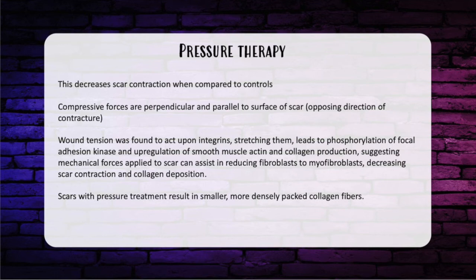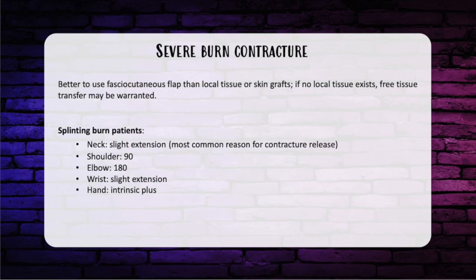Wound tension, when it was studied, was found to actually act upon integrins, stretching them, leading to local phosphorylation of focal adhesion kinases and upregulation of smooth muscle actin and collagen production. This suggests that the mechanical forces applied to the scar can actually assist in reducing fibroblast to myofibroblast conversion, decreasing scar contraction, and also decreasing collagen deposition in the wrong areas. Scars with pressure treatment result in smaller, more densely packed collagen fibers, which is great. So for severe burn contractures on these, Brian, what are we going to be doing?